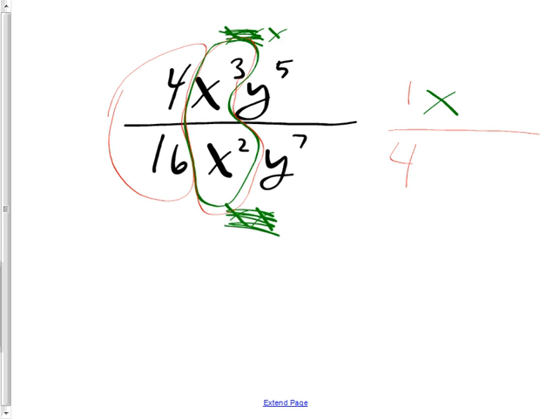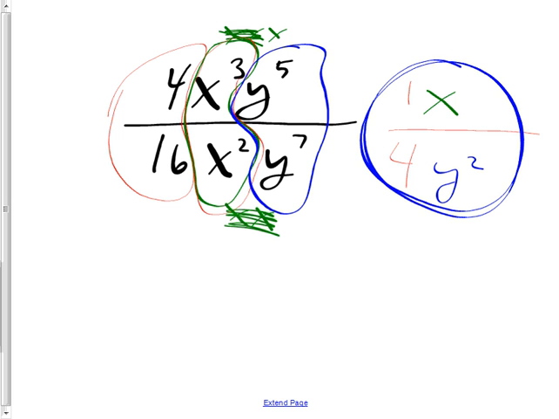that works too. All right, last part, this part right here, the y's can go together. How many y's are left, and where are they? 2 y's left on the bottom, so y squared on the bottom. So there's your final answer: 1/4, or I actually should say it this way, x over 4y squared.